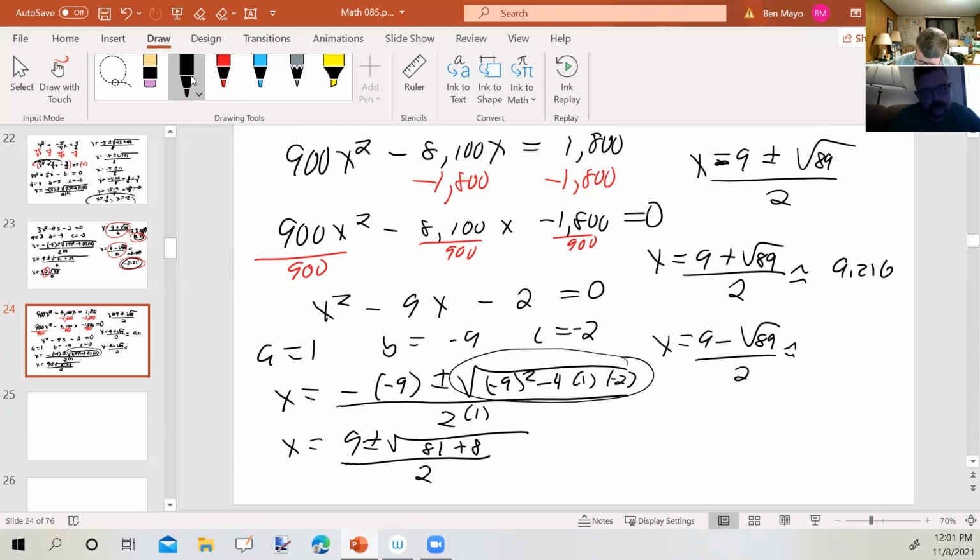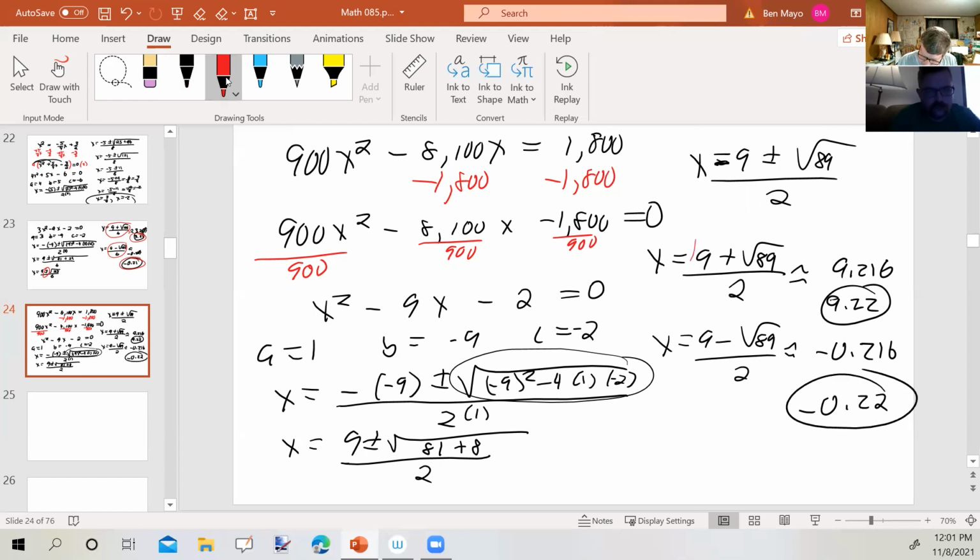9.216, which is going to be 9.22. And then the second one is going to be negative 0.216 or negative 0.22. So here are your exact solutions. Here are your decimal approximations to the nearest hundredth.